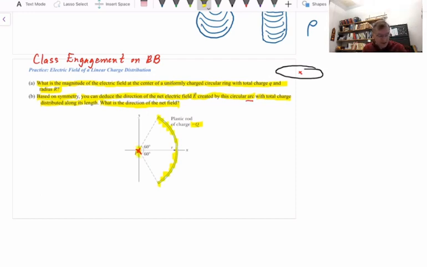Okay, so two different things. Part A is about a circular ring. Part B is about a circular arc. And those answers you put on Blackboard. And of course, we'll be applying this in our class time as well.